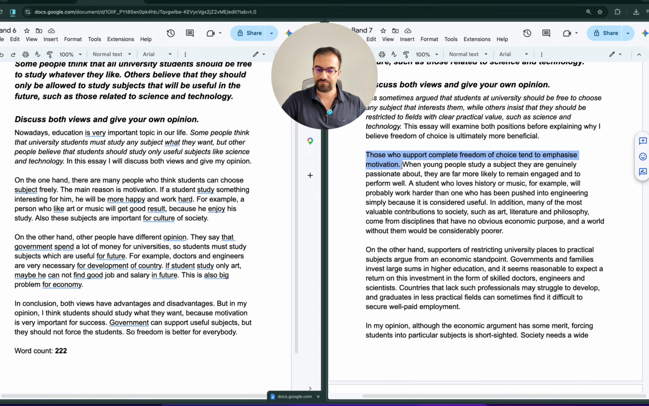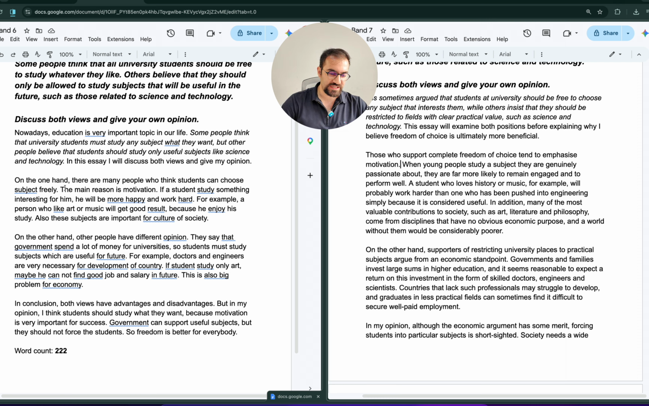However, when we read the sentence on the right, "Those who support complete freedom of choice tend to emphasize motivation." Well, motivation in our topic sentence is very clearly stating that this paragraph is going to be about motivation, why freedom of choice matters and why motivation plays a part in it. This is the difference, as you can see. Band 6, body paragraph 1: the topic sentence is vague, ambiguous. We don't understand it clearly. It is just a statement. But on the right, we have a clear topic sentence stating that this paragraph will be about motivation.